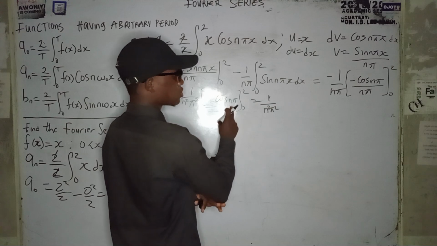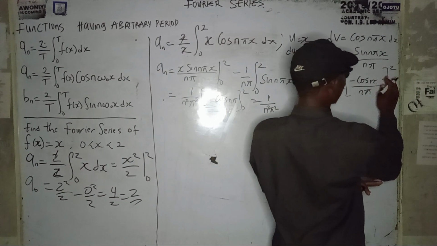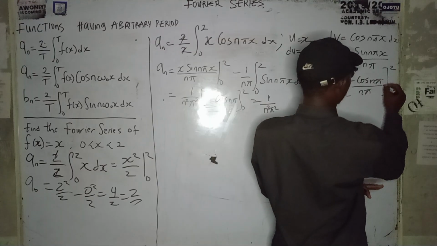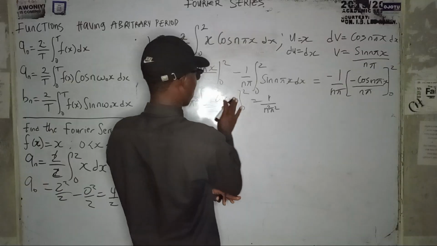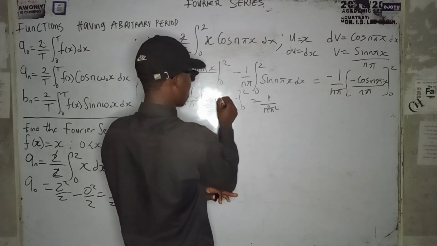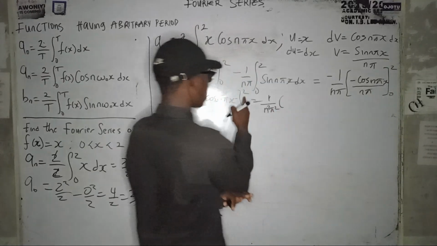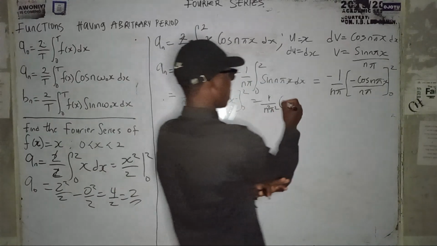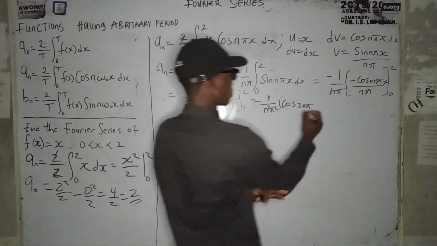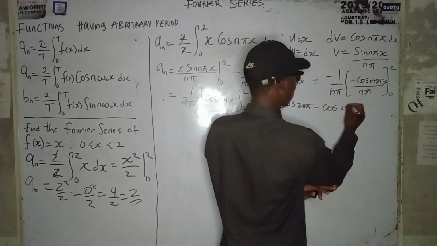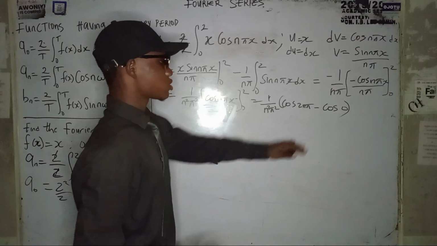We have this as cos n pi x here. Let's not forget our x, n pi cos n pi x. So now this is going to become into brackets. When x is equal to 2, we have cos 2n pi, and when x is equal to 0, we have minus cos 0, because no matter what is done at 0. So then we just analyze this.